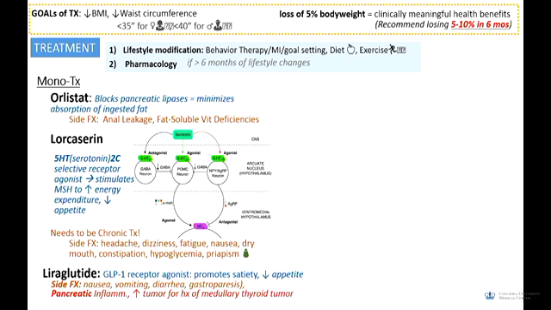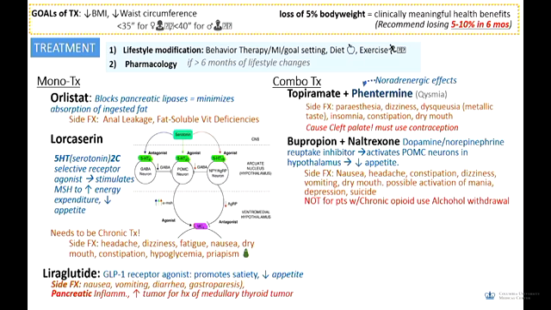Liraglutide, Vivian mentioned, is a GLP-1 receptor agonist that promotes satiety and decreases appetite. Side effects are nausea, vomiting, diarrhea, and gastroparesis, and it's contraindicated for patients with pancreatic inflammation and also patients with a history of medullary thyroid tumor because it can increase the risk of getting another tumor. So now to talk about some of the combination treatments.